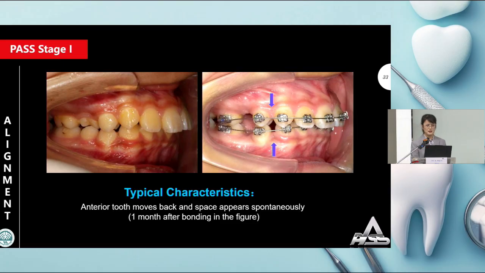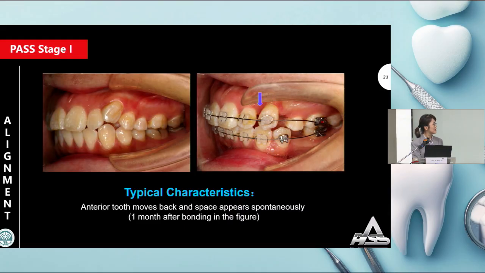You can see here this lowers the system friction, and under the 6-3 moment or the 6-4 moment, in this case, the anterior teeth move back and space appears spontaneously, even when we use ceramic brackets. The anterior tooth moves back and space appears.